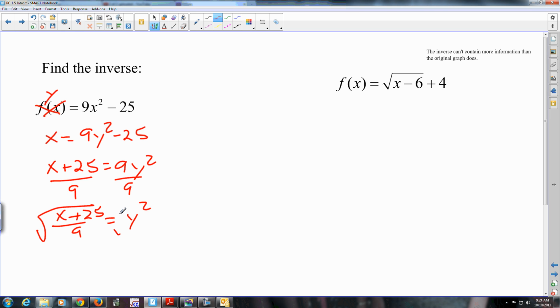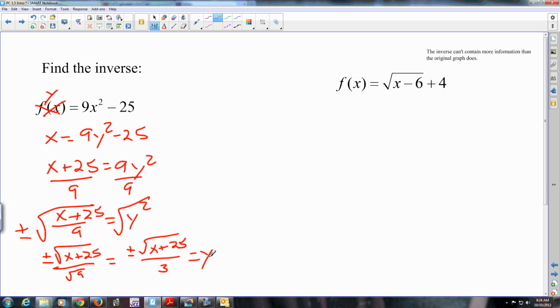Square root both sides. Don't forget to put the plus and the minus on there. And now I can split this into two separate fractions: x plus 25 over the square root of 9. I can simplify the bottom. I can't simplify the top because I have addition going on. Over 3. That is your inverse. And we introduced a y that wasn't there before. There really isn't a y in the answer.